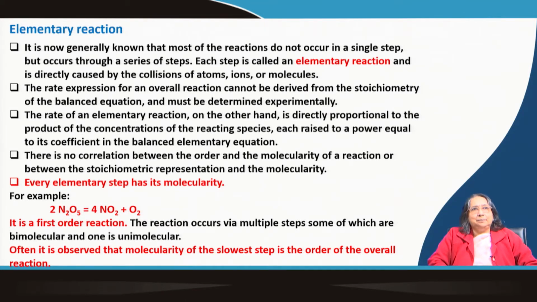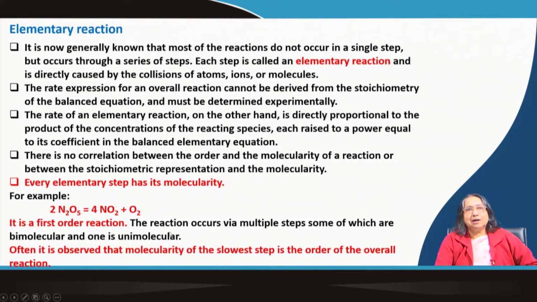Now, here is an example. What is the example? It is nitrogen pentoxide. Nitrogen pentoxide, when decomposed, produces NO2 and oxygen. You can see here it is a balanced equation, and the stoichiometry is 2. That means it is presumed to be a bimolecular reaction, and by this simple way if you tell that this is a second order reaction, then you are not correct. Actually, when we find out the order experimentally, we see it is a first order reaction.